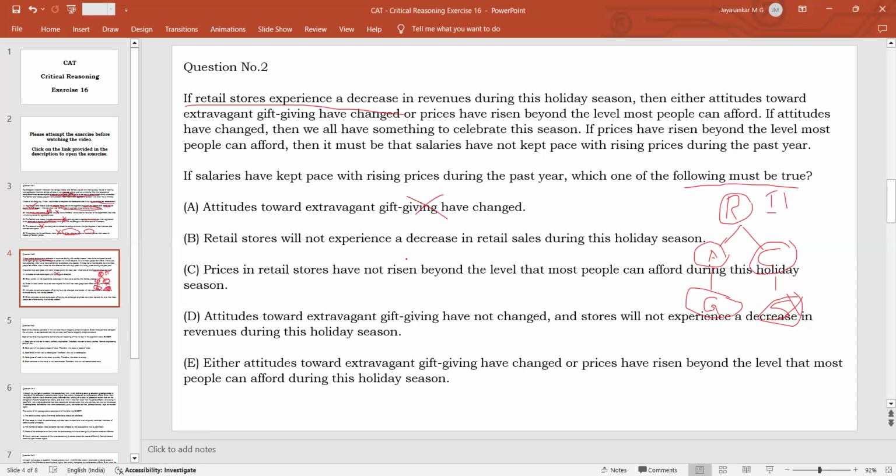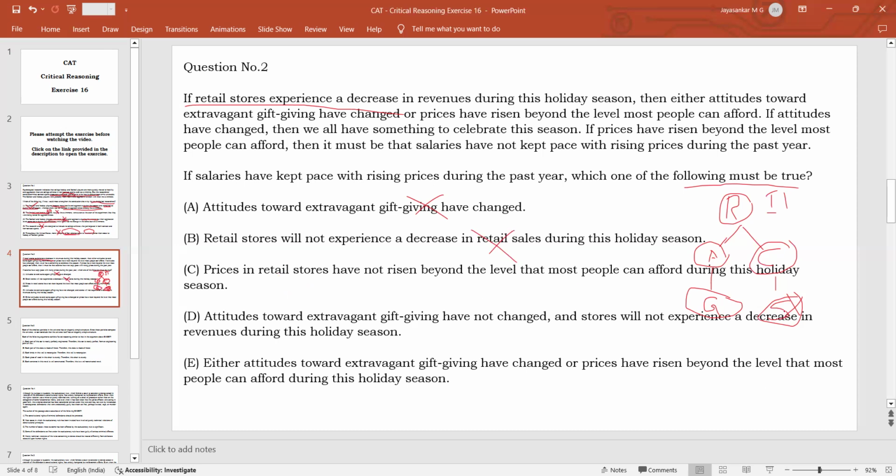Option B, retail stores will not experience a decrease in retail sales during the holiday season. Means just because people are able to afford it, retail sales will not experience a decrease. We cannot say that. What if the attitude has changed? Then again, the retail sales will definitely have a decrease. So that is why this also is wrong. Option C, prices in retail stores have not risen beyond the level that most people can afford.